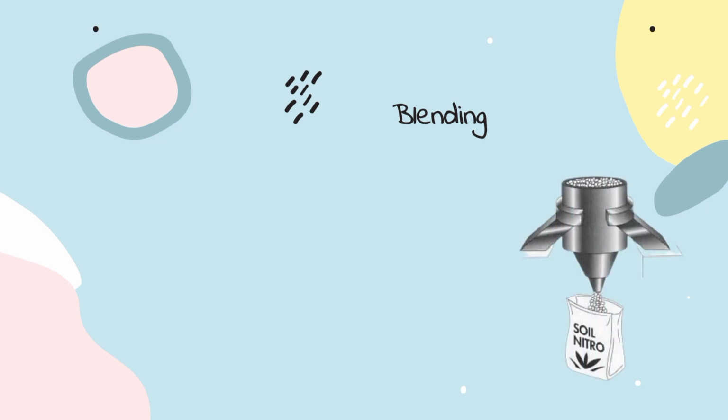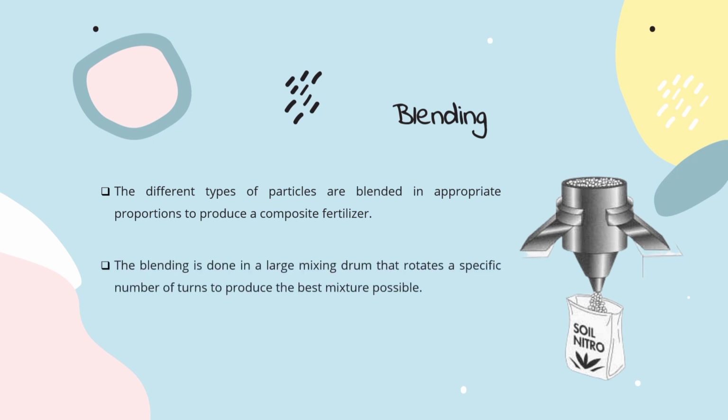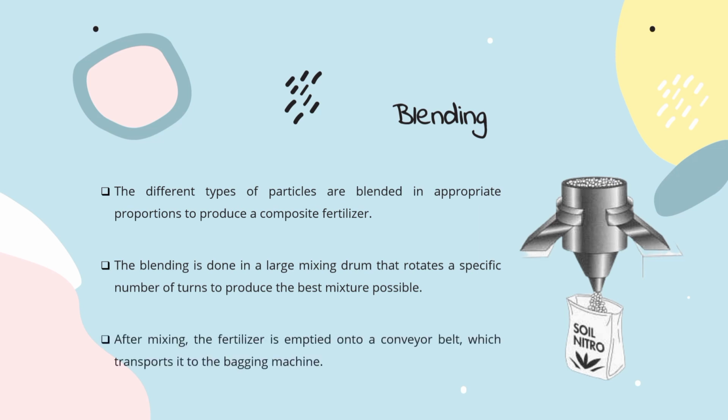After granulating, it continues with blending. In this process, the different types of particles are blended in appropriate proportions to produce a composite fertilizer. The blending is done in a large mixing drum that rotates a specific number of turns to produce the best mixture possible. After mixing, the fertilizer is emptied onto a conveyor belt, which transports it to the bagging machine. And here ends the manufacture of fertilizer.